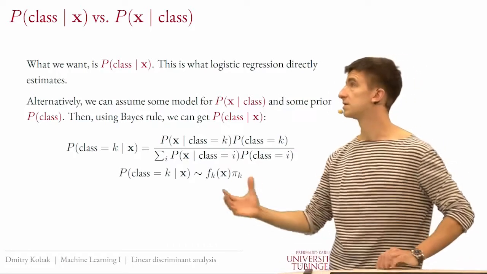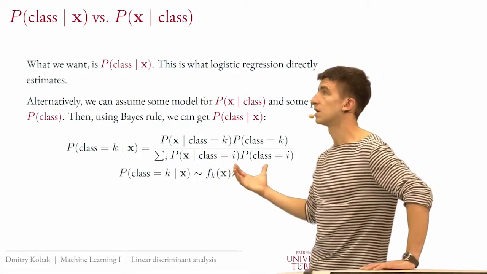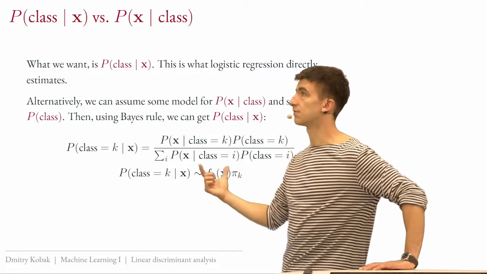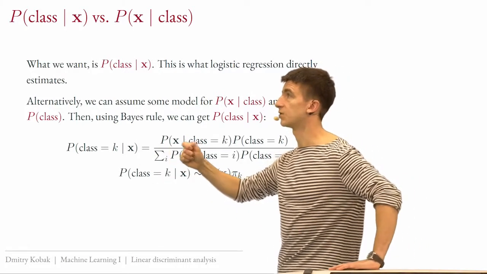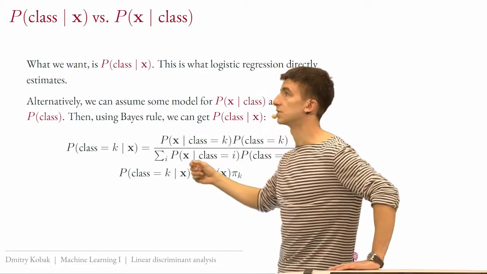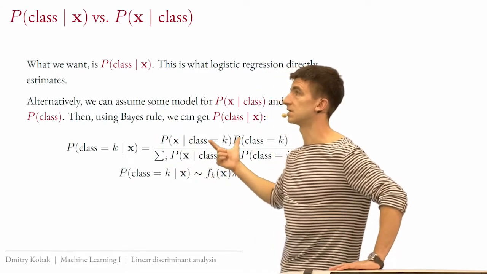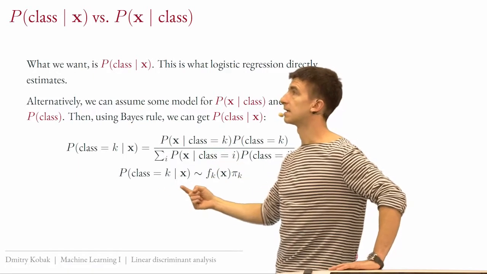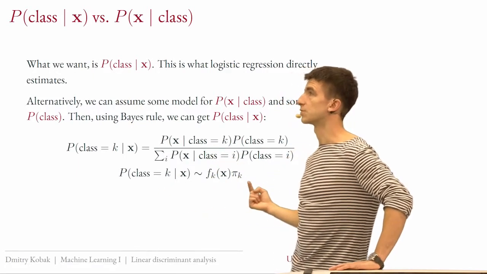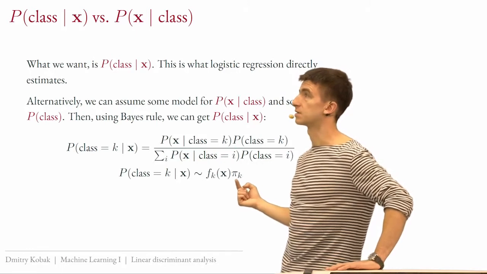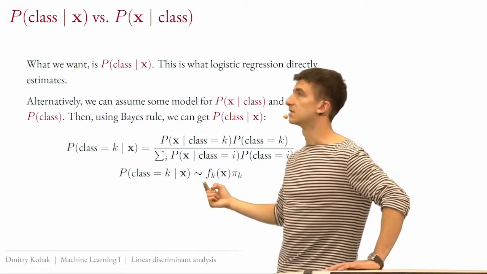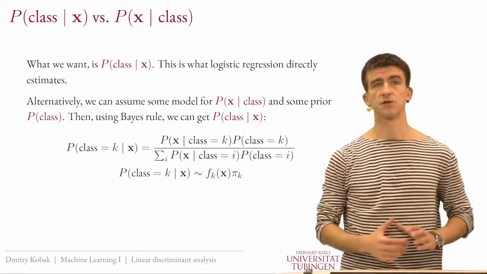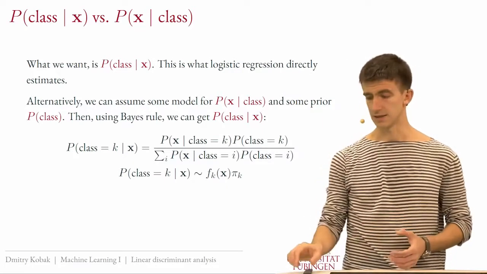So, in fact, the denominator is not super important if you just want to choose the class, right? Because the denominator is always the same for all classes. So if you just want to assign your x to one of the classes, you need to find the class for which the numerator is the largest. And I will introduce this notation here. So the prior I will denote as pi k, that's the prior of class k, and f_k of x will be the probability distribution function of the data in class k.